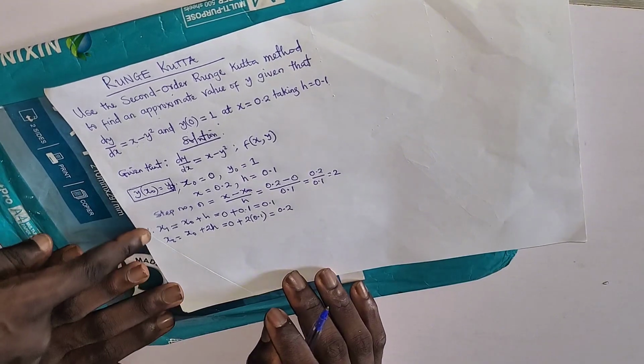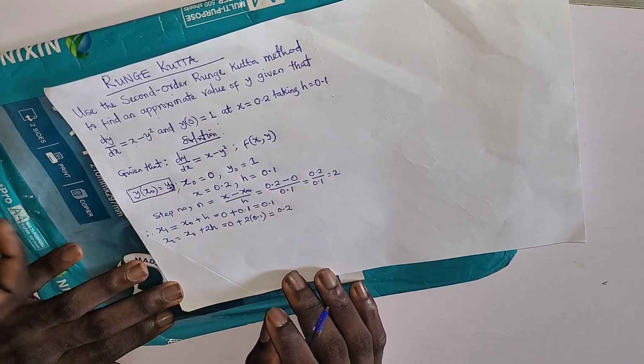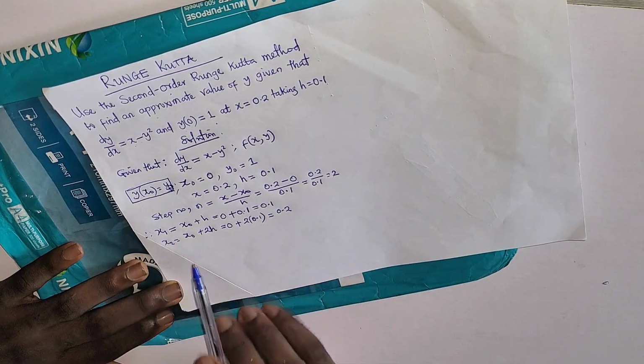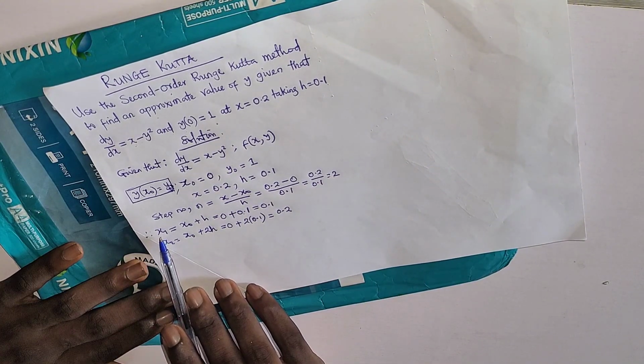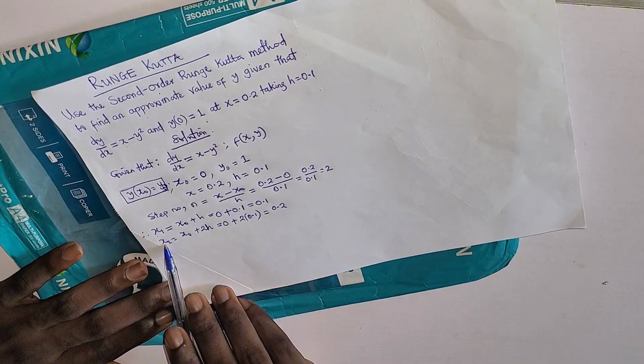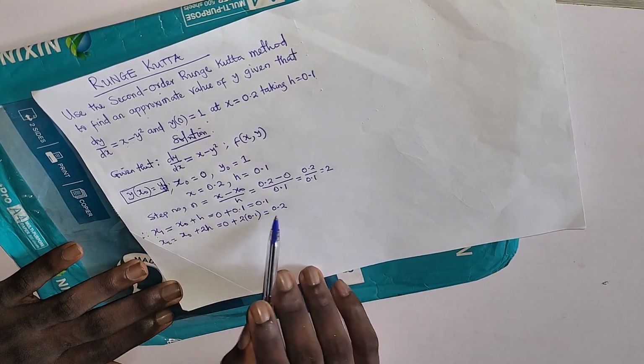So why do we have x1 and x2? What are we trying to do? We have two step numbers. That is to tell you that for your first approximation, you have to calculate it at x1 equals 0.1, and for your second approximation, you have to calculate it at x2 equals 0.2.